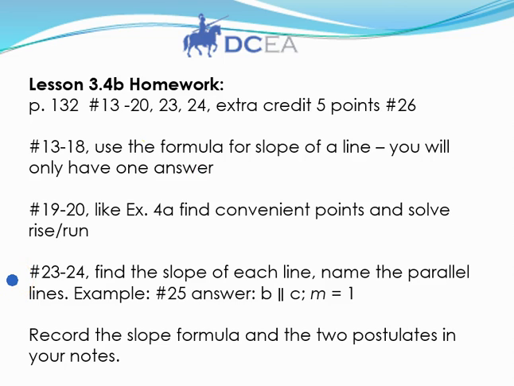For numbers 23 and 24, find the slope of each line, name the parallel lines. And as an example, the answer in number 25 would be B is parallel to C, and the second half of the answer would be the slope equals 1. Be sure to record the slope formula and the 2 postulates in your notes. Let's take a look at problem number 25.